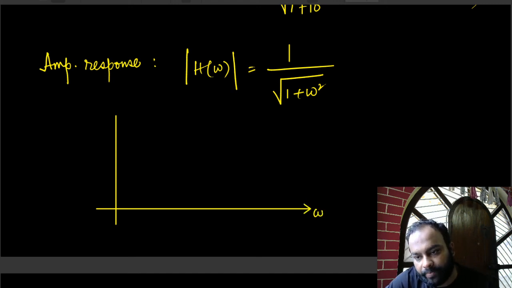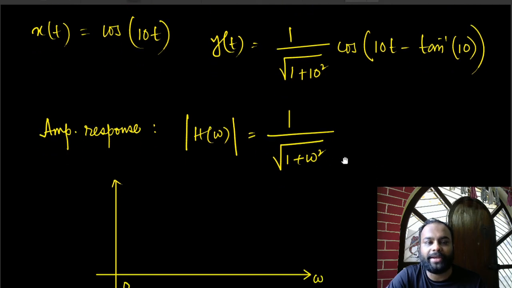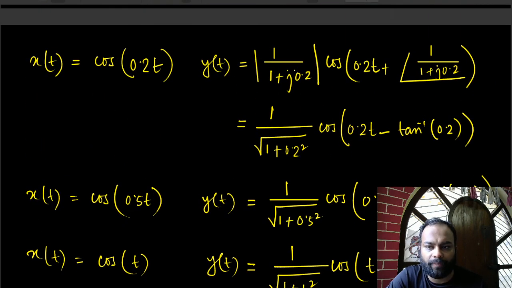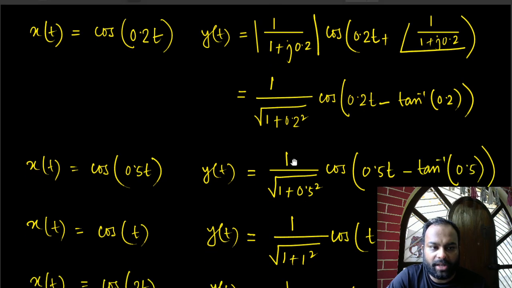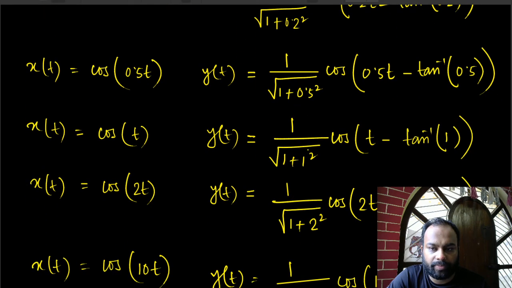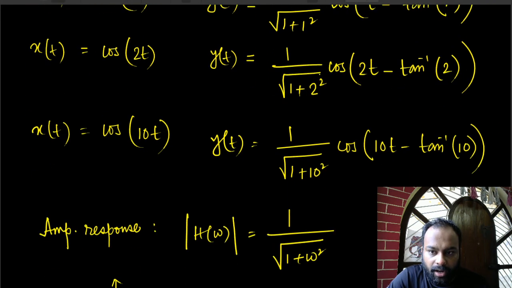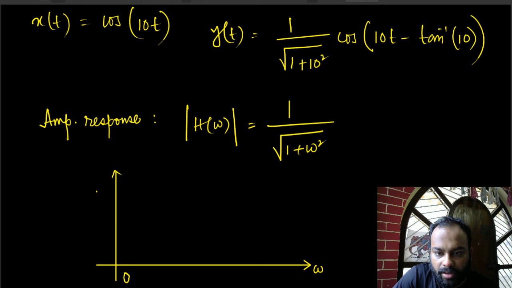So this is omega, okay? When this omega is very small, namely close to 0, what is the amplitude of the output? When omega is very close to 0, the amplitude of the output is 1, right? So the amplitude of the output is 1 when omega is very close to 0.